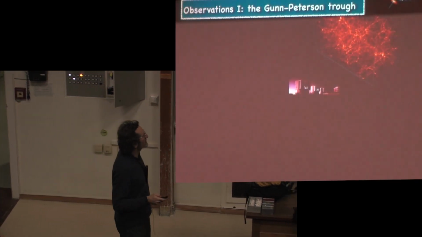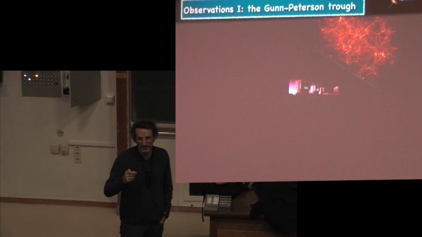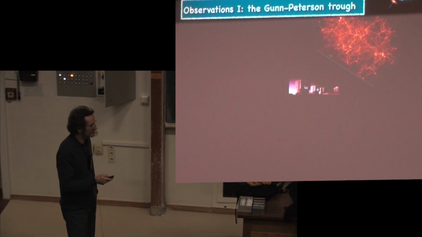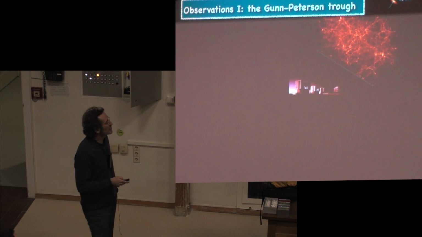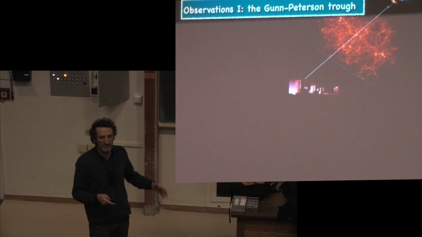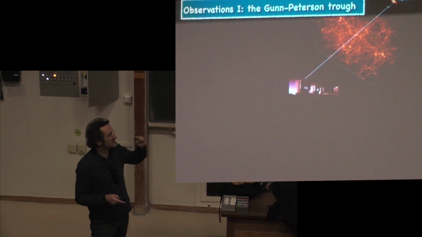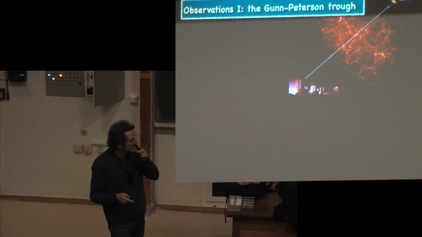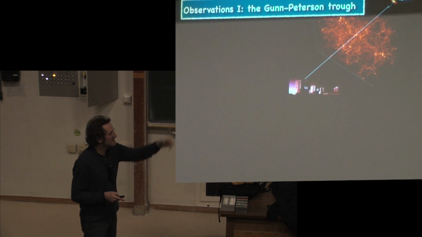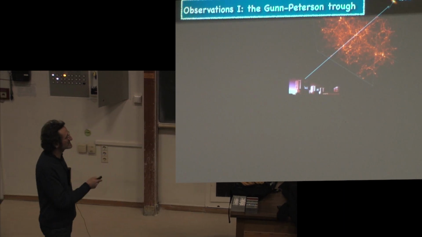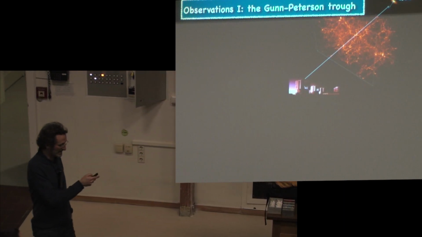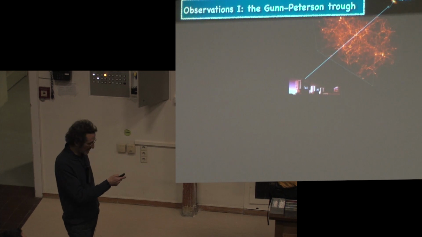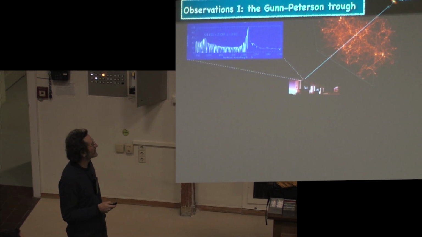Okay, so observations. The first observation that I would like to show you very briefly is related to what we can learn observing very distant quasars. When we observe a distant quasar, the light from the quasar has to pierce through the full large-scale structure. This is a simulation, of course. This is VLT, and it's a quasar at very high redshift. And what you do see is something like that.